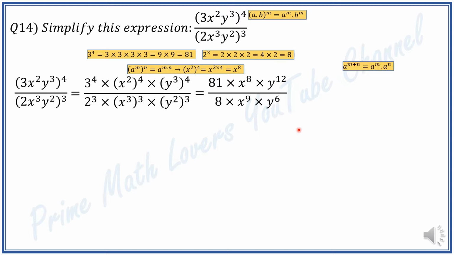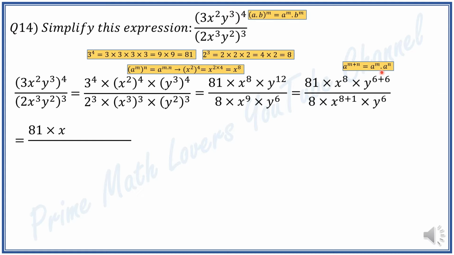And we know another rule that states a to the power of m plus n is equal to a to the power of m times a to the power of n. I rewrite this, and I write y to the power of 12 as y to the power of 6 plus 6. And also I write x to the power of 9 as x to the power of 8 plus 1. I want to simplify this power of 8 with this and this with this.